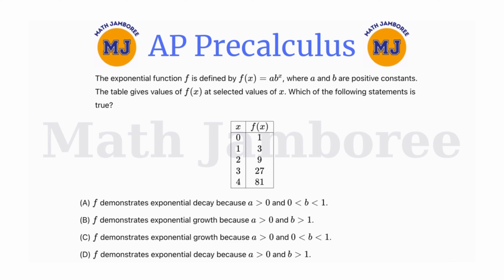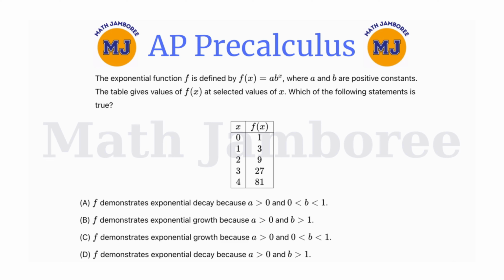So, in this video, we have another AP Precalculus type of question from the topic of exponential functions. Let's solve it together. The exponential function f is defined by f of x equals a times b to the power of x, where a and b are positive constants. The table gives values of f of x at selected values of x. Which of the following statements is true?